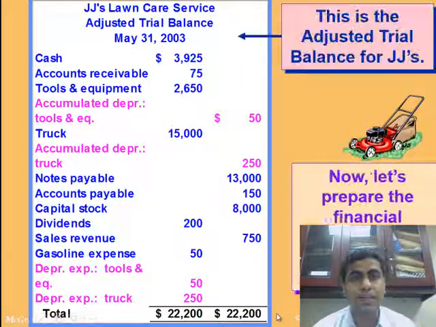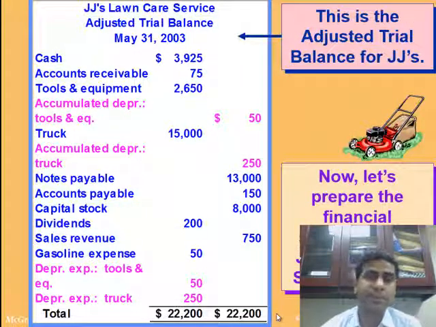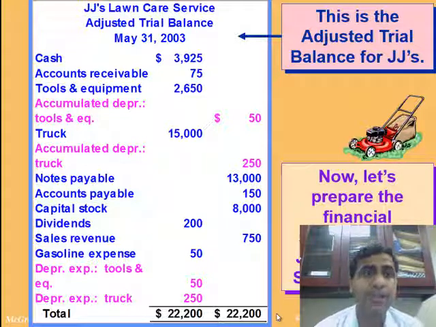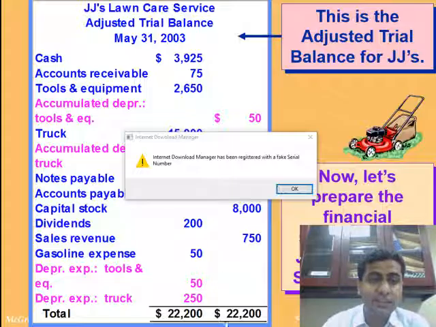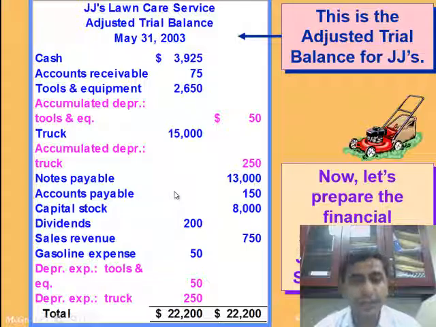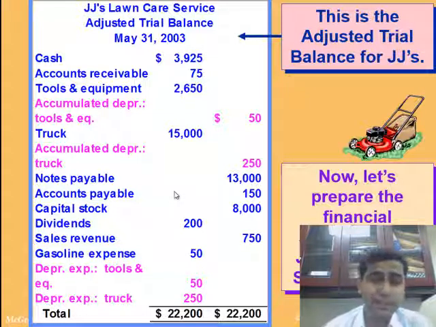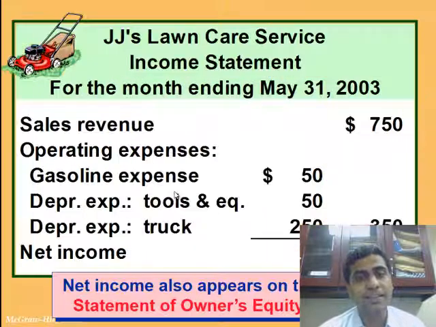Starting from this adjusted trial balance, we can see many accounts including cash, account receivable, and so many others. Cash, account receivable, tools, trucks, notes payable, account payable, and capital stock are the permanent accounts that will be transferred from one accounting period to the next. While dividends, revenue, and expenses are the temporary accounts, and they are supposed to be closed in one accounting period, because in the next accounting period they will start from the inception point.